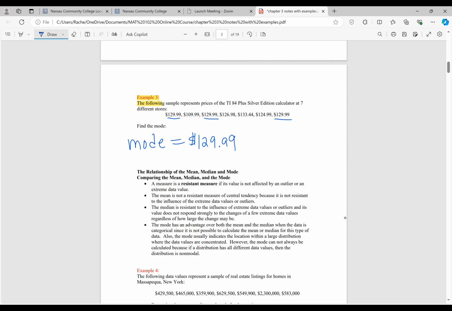So I'm going to stop here. In the next video, I'll go over the relationship between the mean, the median, the mode, and why one might be more useful than another.